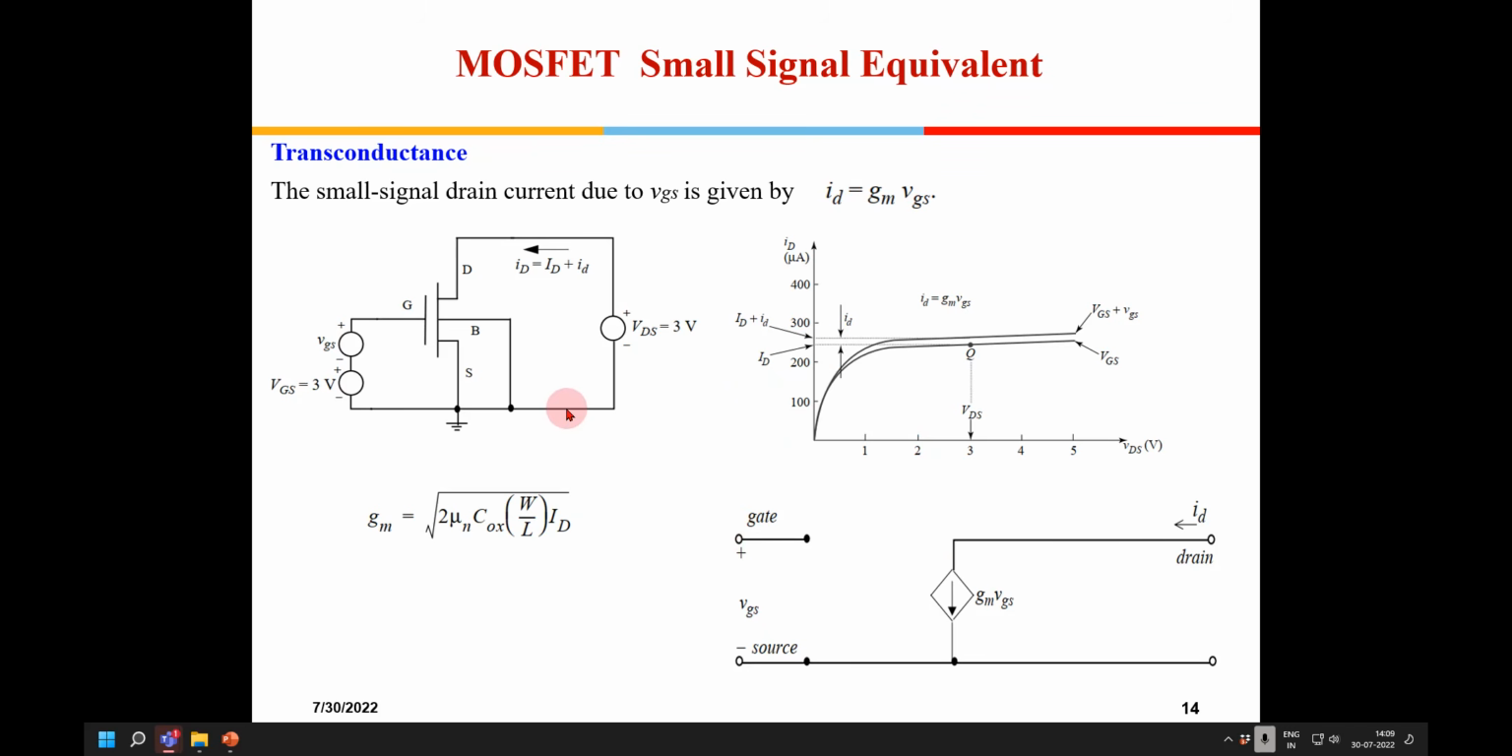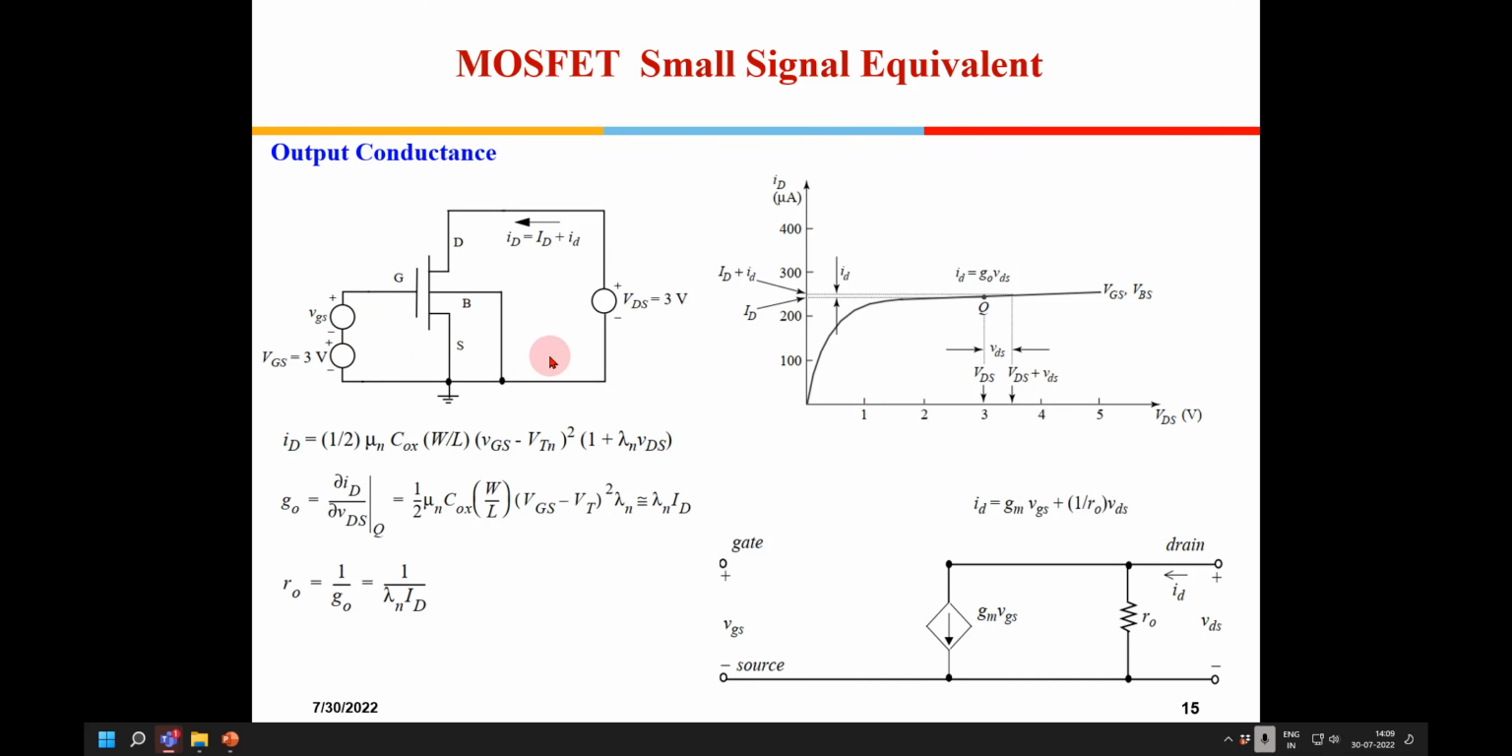Now we are talking about the output conductance. This small value of r_0, which we got as 1 by lambda I_D. This is from the current equation, right? 1 plus lambda V_DS, this is the current equation. We are differentiating it with respect to V_DS. This goes, right? Only lambda remains.